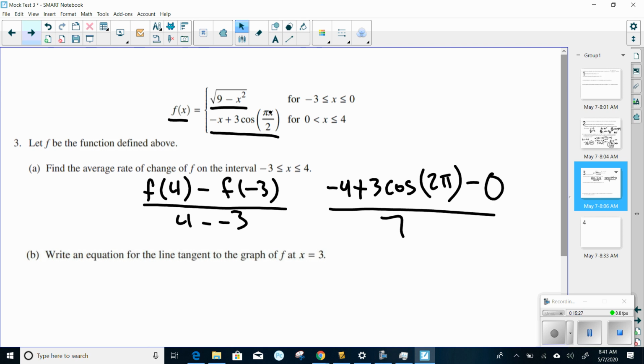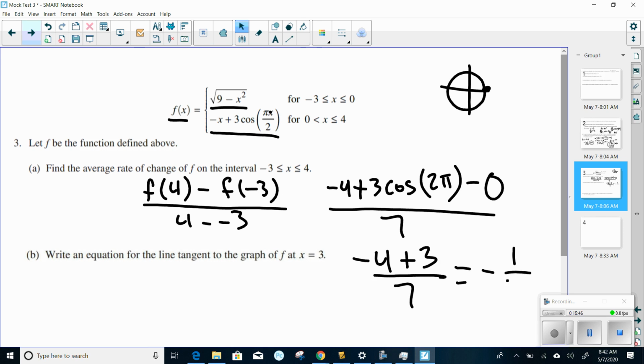So let's see, cosine of 2 pi. You can have your unit circle in front of you, but 2 pi is all the way around. We're back to there, and the cosine is equal to 1. So this ends up being 3 times 1. So I get negative 4 plus 3 times 1, which is negative 1, over 7. Add those together, and my answer works out to be negative 1/7.